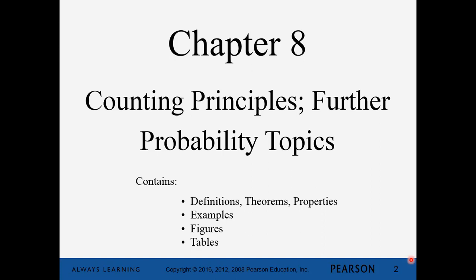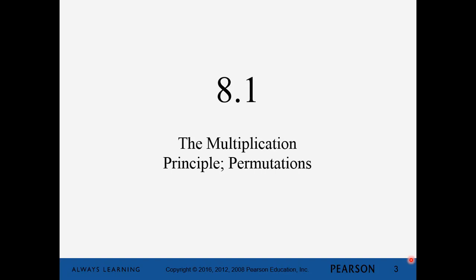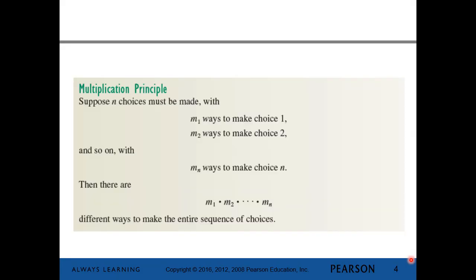What are the possible outcomes that give me a particular event? What are the total possible outcomes in a sample space or in a probability experiment? So in this chapter, we're going to say, okay, how do we figure out what those are when the numbers are really big, and how do we do it quickly? So the first section is going to be introducing you to the fundamental counting principle or the multiplication principle and permutations.